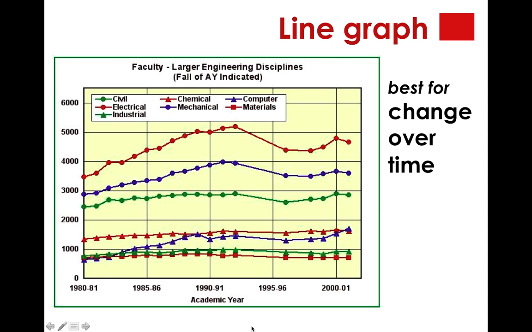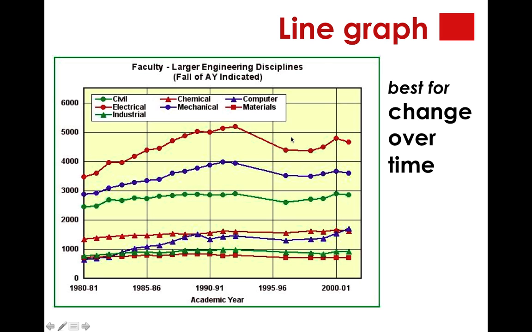A line graph is best for change over time, when what you have on your x-axis is months or years. Again, our y-axis starts at 0, and pretty quickly we can determine that this starts at 1980 and takes us up to 2000-2001. So it's covering 20 years of trends. That's another way to think of a line graph. It shows you a trend over time.